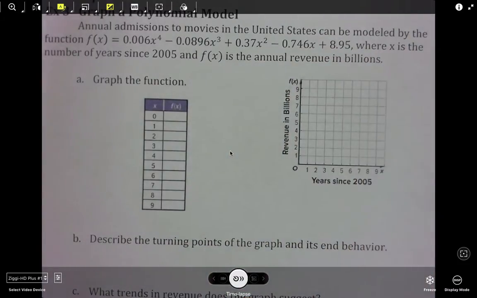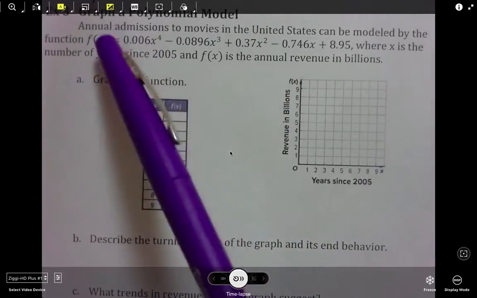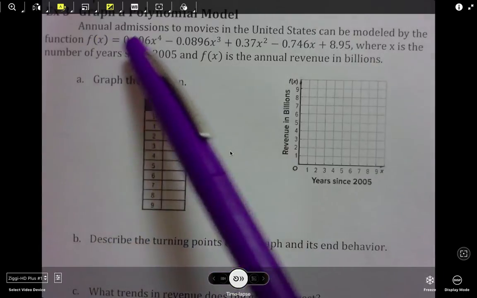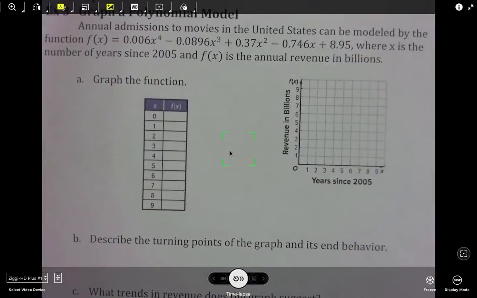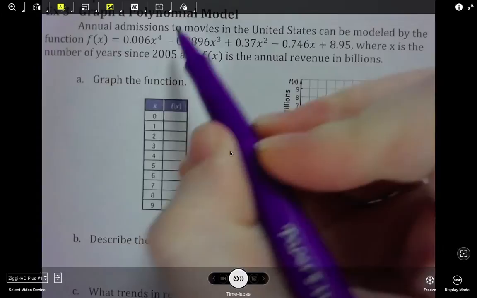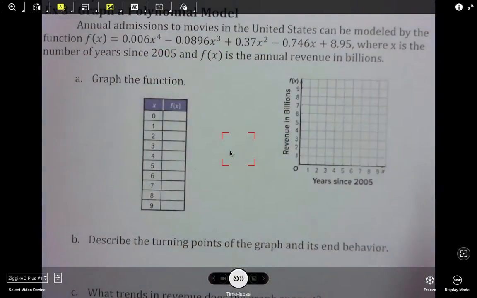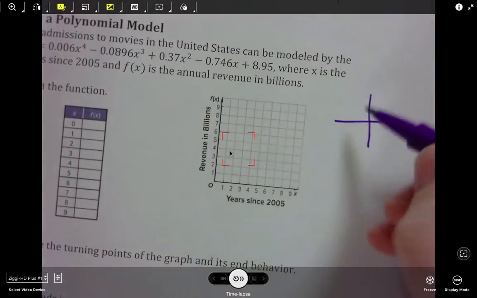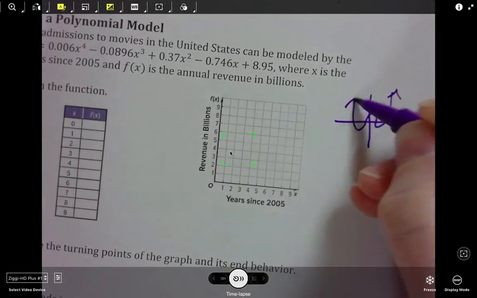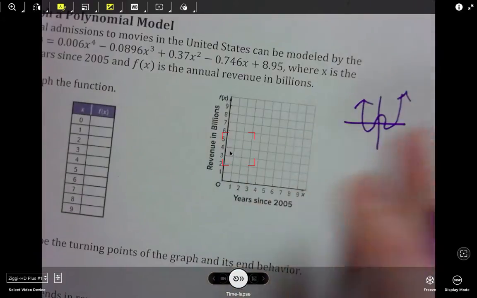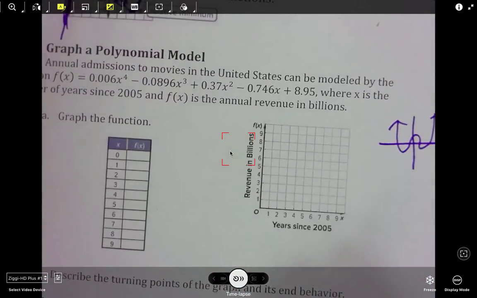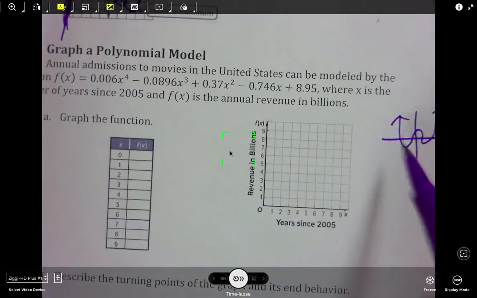So let's see what we're talking about. Annual admissions to movies in the United States can be modeled by the function blah, blah, blah, all that big long junk. It's an x to the 4th power, okay? And if you remember what x to the 4th power looks like, it generally looks like a w, okay? So something of that nature. It's probably going to be shifted over somewhat. We'll see what it looks like on this graph. Since we have all these numbers in here, it's going to look a little bit different than that w.